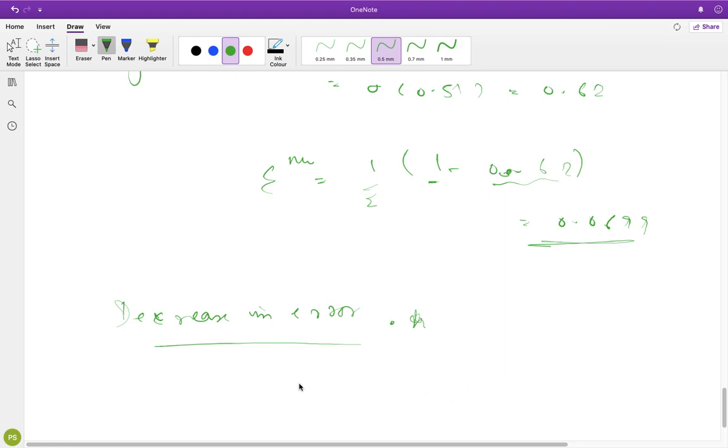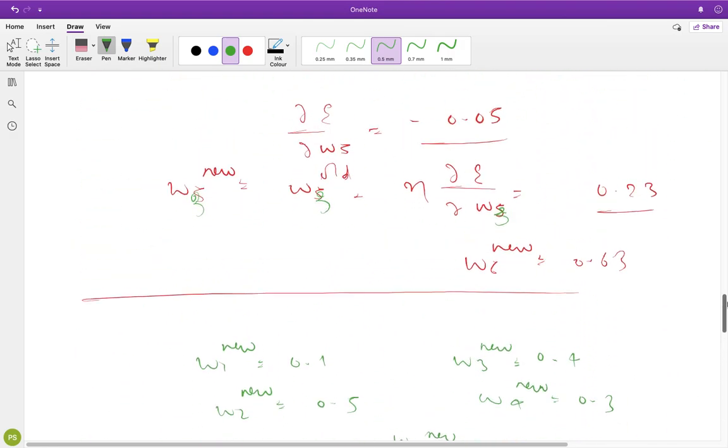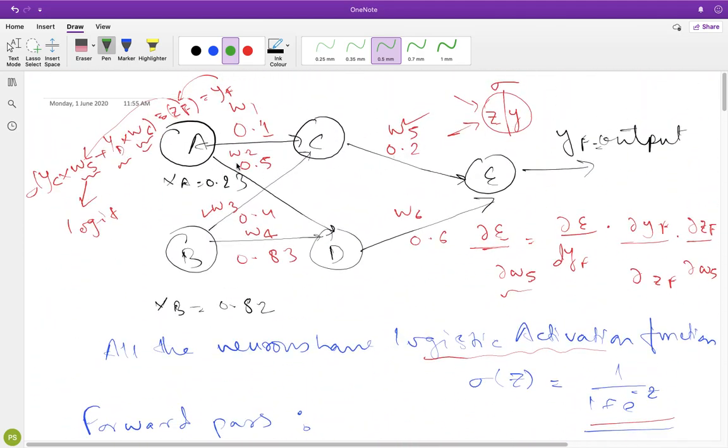Also, note that we have processed only one training sample, the input vector. What is the input vector we have used? The input vector is 0.23, comma, 0.82. That is the value of A and B. And it is possible to use multiple training samples to generate the error and find the gradients. I have shown you how to calculate the gradients of the weights, and using one forward pass, then one backward pass, and then again one forward pass, we saw how the error is being minimized.